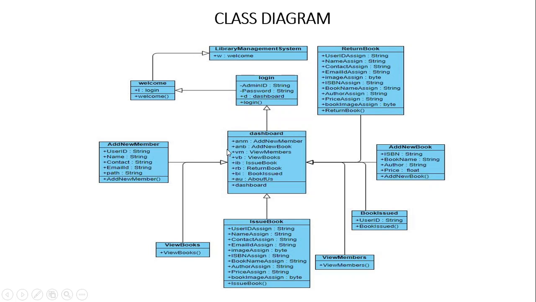This is our class diagram. These are all the classes which we used in our project: library management system, welcome, add new member, login, dashboard, view books, issue book, view members, book issued, add new book, return book. And it contains all the methods which are used in the class, and all the variables.